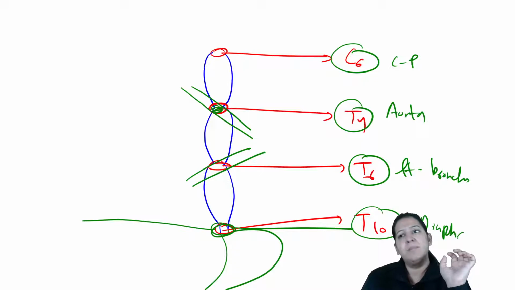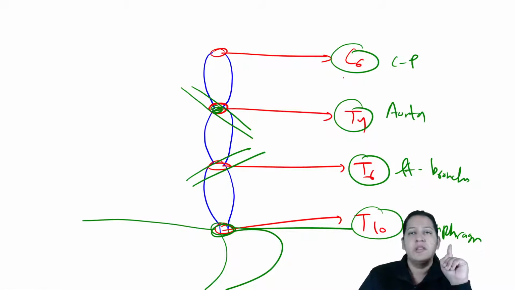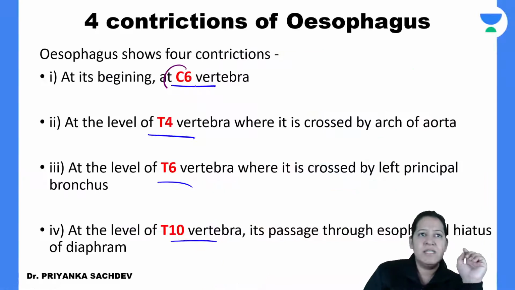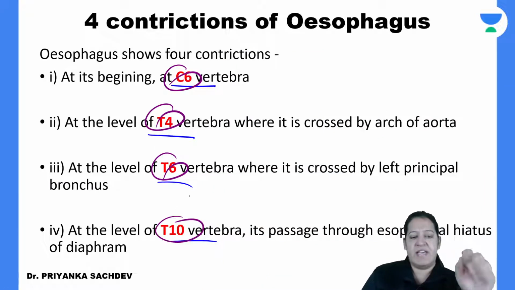So please learn, many MCQs come from this. This is the normal thing you should know. The four constrictions in the esophagus: C6, T4, T6 and T10. You should know the reason for all of them, as I have already told you.